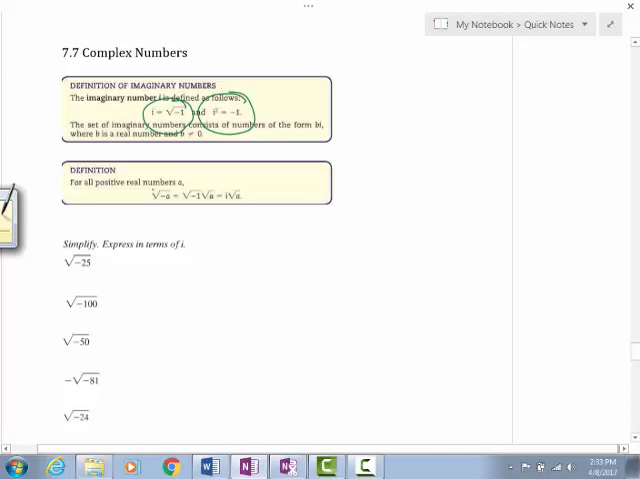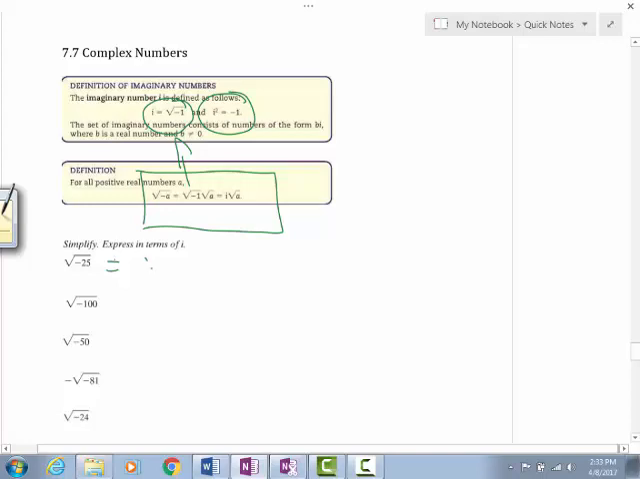We have a definition right here, and it says the square root of negative a equals the square root of negative 1 times the square root of a, and the square root of negative 1 is what we're calling i. So I'm going to go through these problems here and see if we can make sense of these. The first problem I have here is the square root of negative 25.